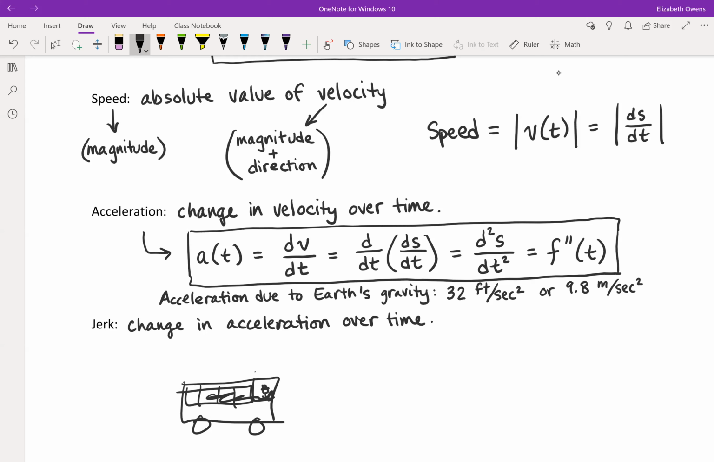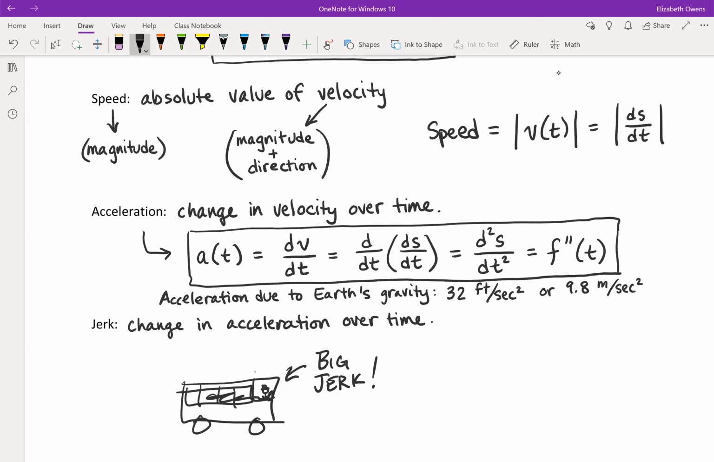Why did you change acceleration so quickly? Why did you change acceleration on us? And so if there's a big change in acceleration like that, you might call that bus driver a big jerk. Big jerk. So there's the rationale. That's how I remember what jerk is. It's change in acceleration over time.